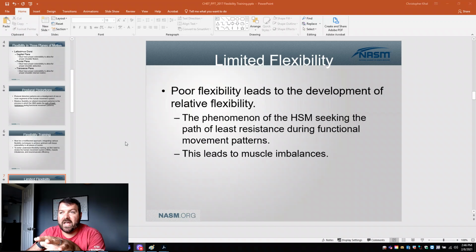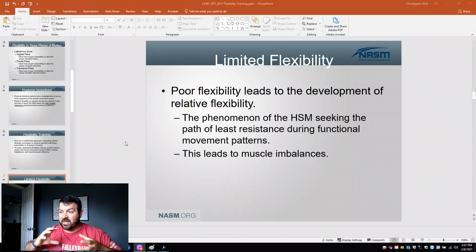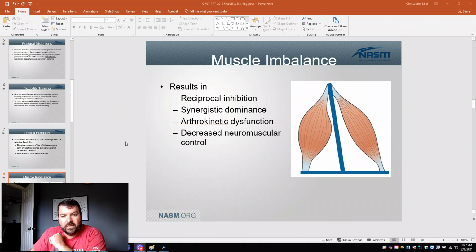So let's say you lack it in the hip flexion and extension, like one leg goes back, one goes forward. If your muscles don't allow that, it's now going to rotate your hips to allow for a greater motion there. And hips aren't supposed to move that much. They only rotate like 2 to 3 degrees, which is really nothing. Muscle imbalances result in reciprocal inhibition, synergistic dominance, arthrokinetic dysfunction, and decreased neuromuscular control. We're going to learn more about this in a minute.